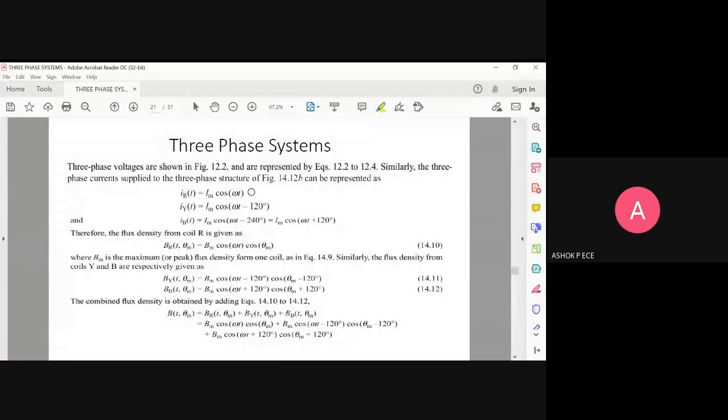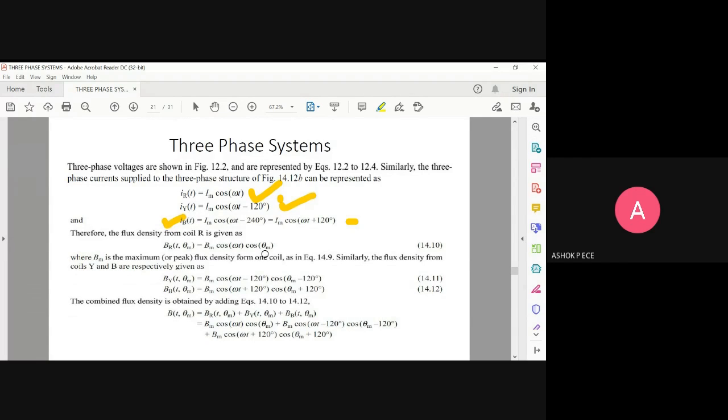The three-phase currents IR, IY, and IB. You know IR is the normal current, IY is IR minus 120, and IB is IY minus 120, or it is Im cos omega t minus 240, or it is Im cos omega t plus 120. So you have three components of three-phase current: IR, IY, and IB.